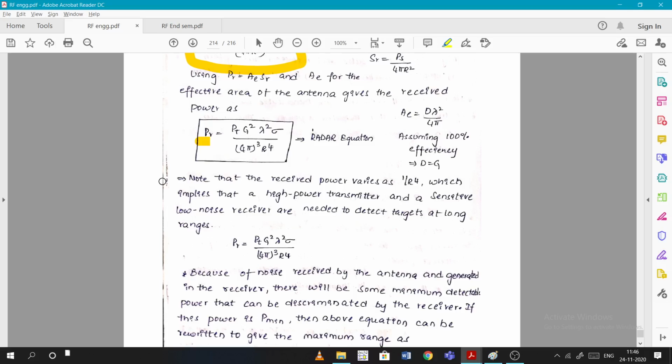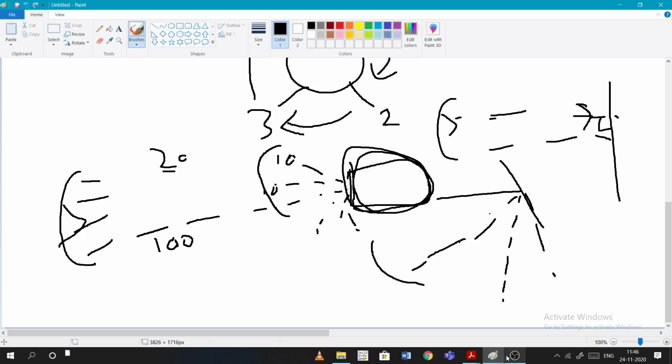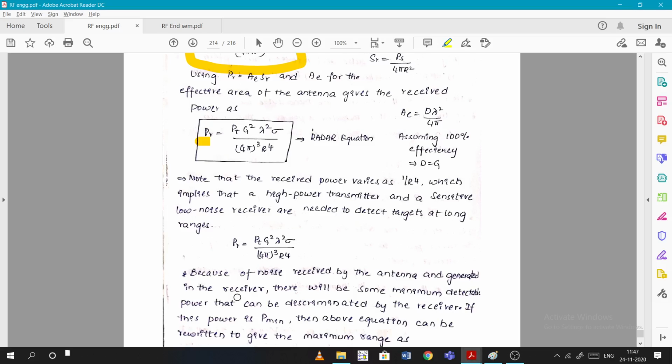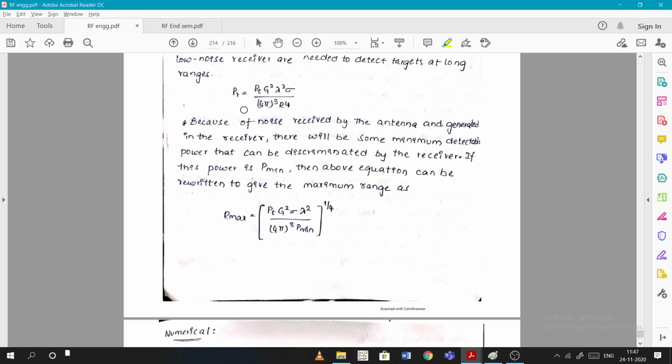Since the transmitter has high power, the wave can travel a long distance. If it travels a long distance, the effect of noise will be more and the received power will be very less. Even so, the receiver has to detect that small power. So basically this is the radar equation.